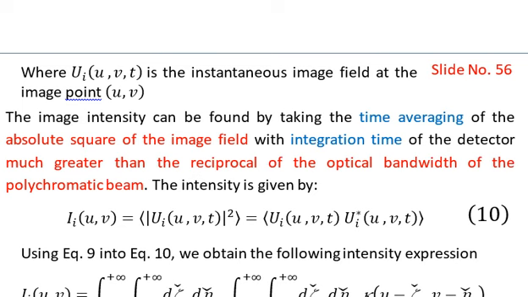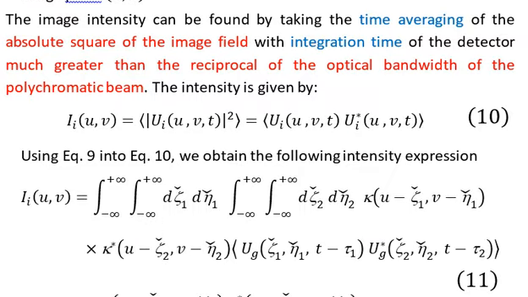The image intensity can be found by taking the time averaging of the absolute square of the image field with integration time of the detector much greater than the reciprocal of the optical bandwidth of the polychromatic beam. The intensity is thus given by equation number 10, that is the intensity at the image plane as a function of u and v is equal to the time averaging of the absolute value of the complex field at u comma v comma t. This absolute value can be represented as UI multiplied by its complex conjugate, and the time averaging is much greater than the reciprocal of the optical bandwidth of the polychromatic source.